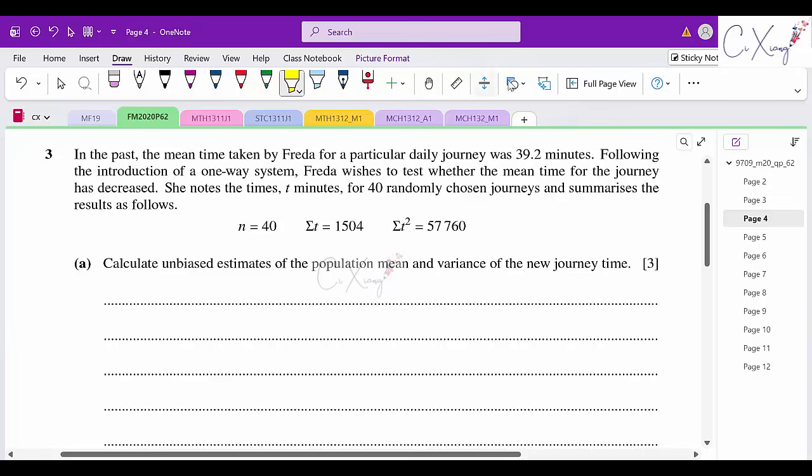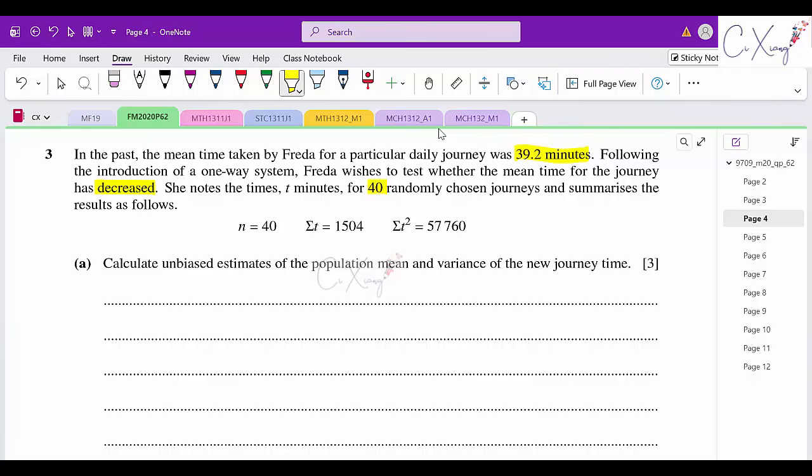Question number 3. In the past, the mean time taken by Frida for a particular daily journey was 39.2 minutes. Following the introduction of a one-way system, she wished to test whether the mean time for the journey has decreased. Highlight the keyword decrease. She notes the time, t minutes, for 40 randomly chosen journeys. Highlight the keyword 40.